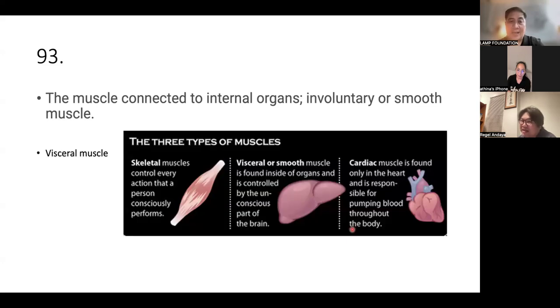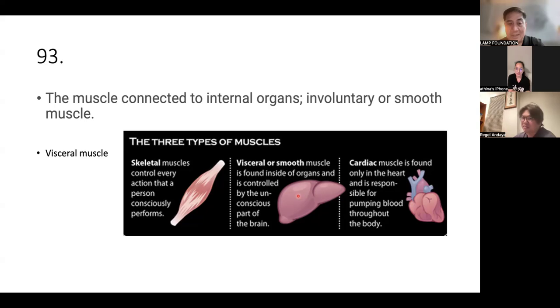There are actually three types of muscles. The skeletal, which controls every action that a person consciously performs. This one is voluntary. You can control it. Visceral or smooth muscle is found, as you defined it earlier, inside of organs, controlled by the unconscious part of the brain. That's why if you think too much, it will affect your digestion.